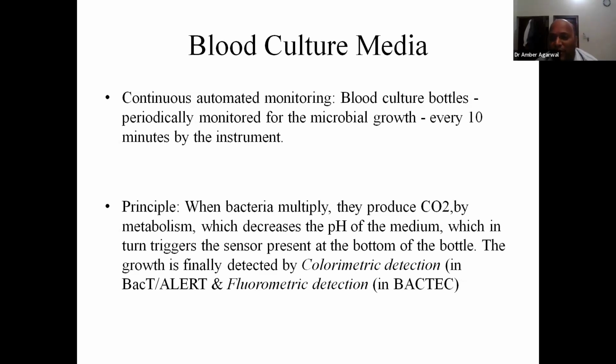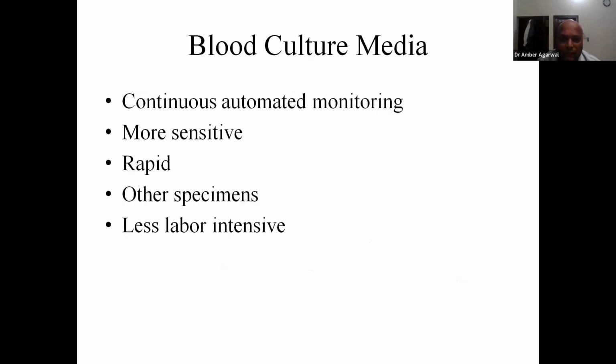Automated system, what will happen? Morning you got a blood culture, you put it in the machine, it will look for growth every 10 minutes. And when it goes beyond the level, it flags positive. So what we have seen is, let's say today morning you got a blood culture, by evening 5 o'clock it flags positive, you do a gram stain, you see a fungal organism Candida, you inform, and the patient is started on antifungals. So here lies the benefit of automated blood culture over a manual blood culture. Manual blood culture, what will happen is next day morning you will do something. So that's the benefit.